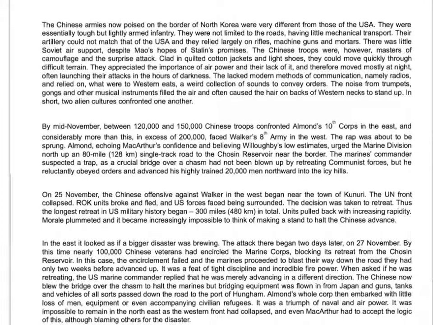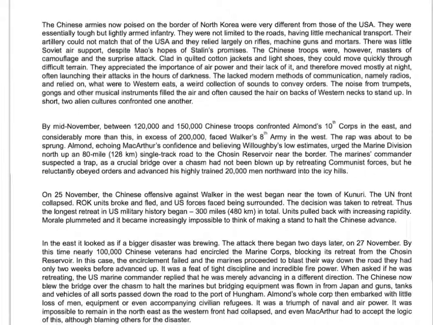The Chinese armies now poised on the border of North Korea were very different to those from the USA. They were essentially tough but lightly armed infantry. They were not limited to the roads, having little mechanical transport. Their artillery could not match that of the States, and they relied largely on rifles, machine guns and mortars. There was little Soviet air support, despite Mao's hopes of Stalin's promises.